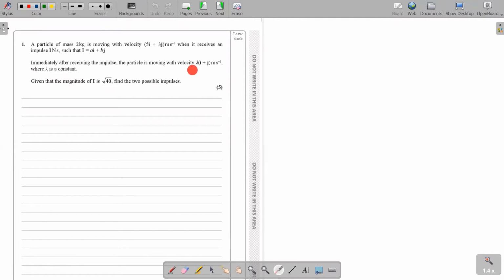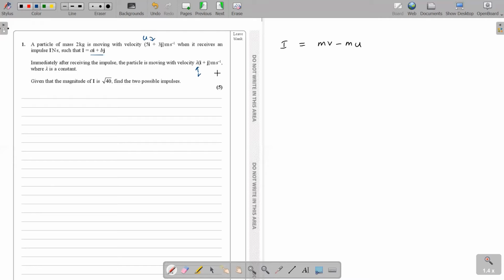Okay, so let's try this. What's the equation we use here? We use I equals mv minus mu. Okay, so this is the equation we use, and you can see here that they have told you the initial velocity, the velocity before receiving the impulse. So the initial velocity is 5i plus 3j, and then they say this is the impulse. Immediately after receiving the impulse, the particle is moving with velocity. This is the final velocity, the velocity after receiving the impulse.